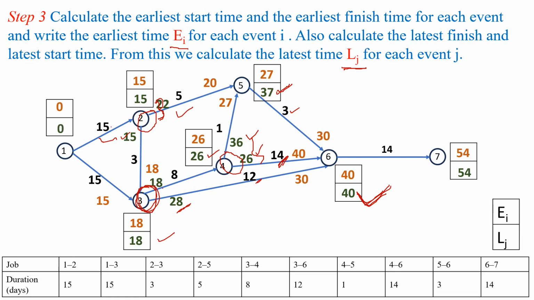Next we have to look for the activity 1 to 2. So 15 minus 0. Similarly I have to look for the activity 1 to 3, that is 18 minus 15, that is 3. So among 0 and 3 we have to consider the minimum value, which is 0. So here event 1 is also a burst event for the activities 1 to 2 and 1 to 3. So for this one, among 0 and 3 we have to consider the minimum value, which is 0.